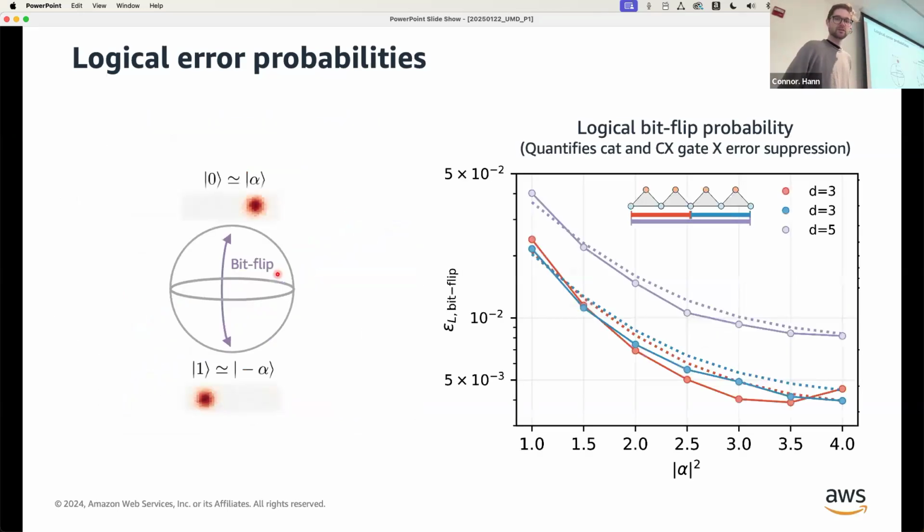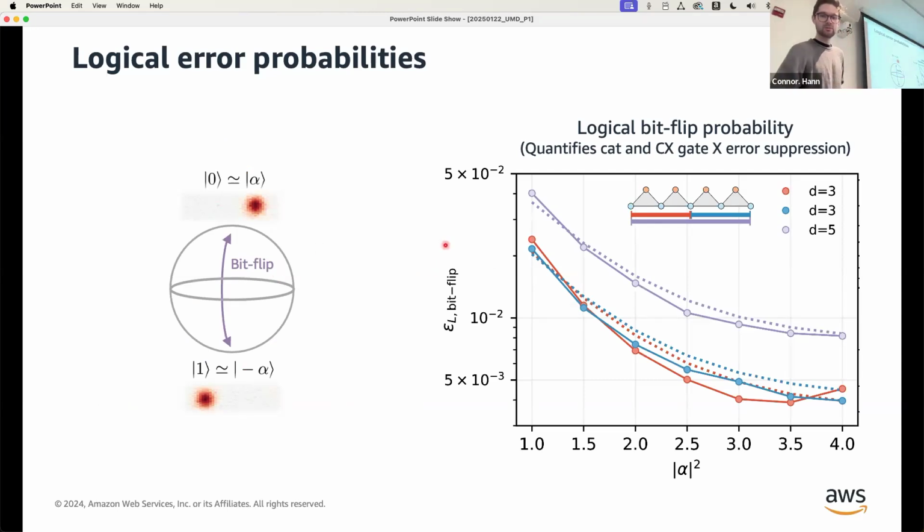On the other hand, what about these logical bit flip errors? So as I mentioned, the repetition code has no redundancy to these bit flip errors. And so we generally expect that as we add more and more cats to the system, the probability that any one of them is going to suffer a bit flip error is going to increase. And so in order to have a low logical bit flip error probability, you just need to make sure that all of the cats in the system and all of the gates have very low bit flip probabilities themselves.